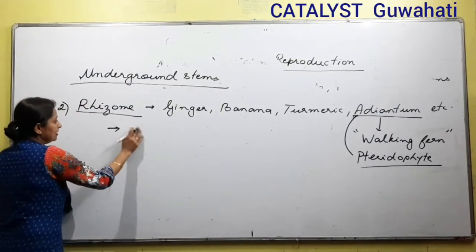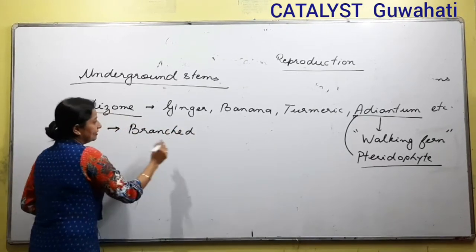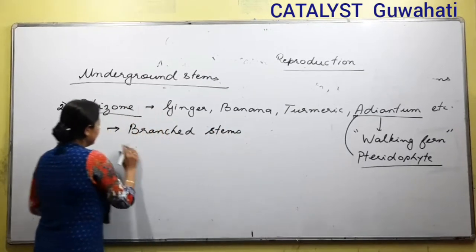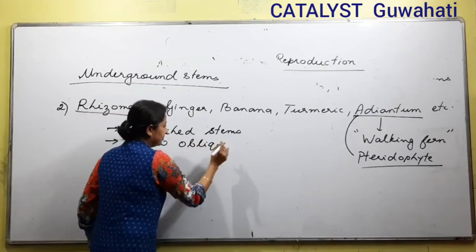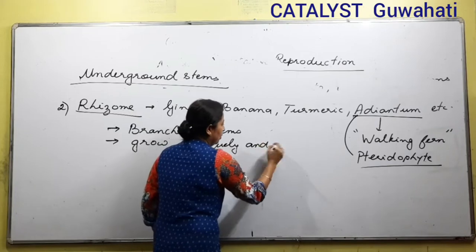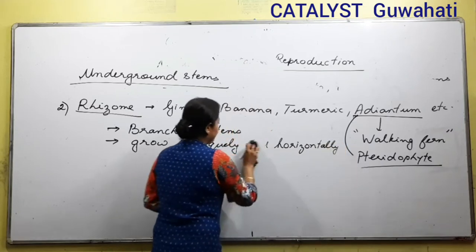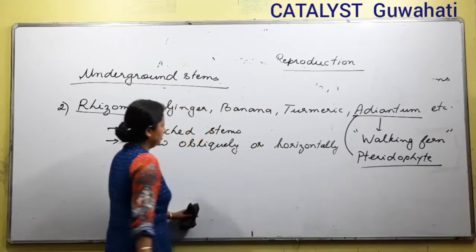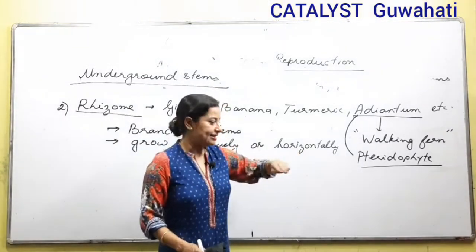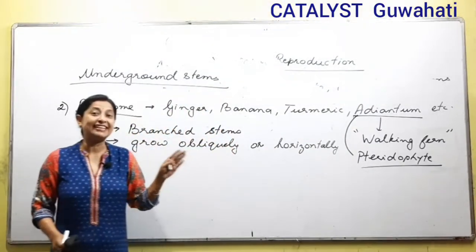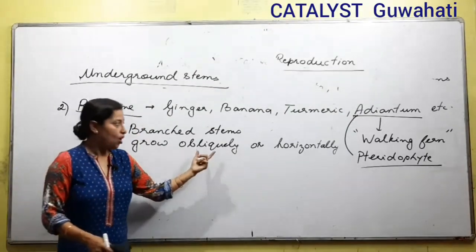Some points about rhizome: they are branched. So they are nothing but branched stems, and they grow obliquely or horizontally. Horizontally, we understand, horizontal is this. What is oblique? Growing in a slanting position is what is called oblique. If it is not straight and is slanting, what do we call it? Oblique position.